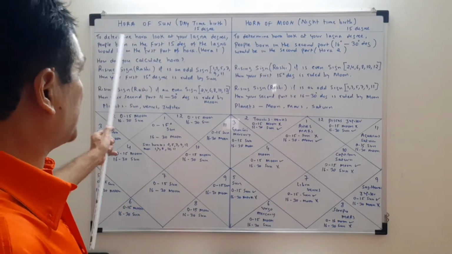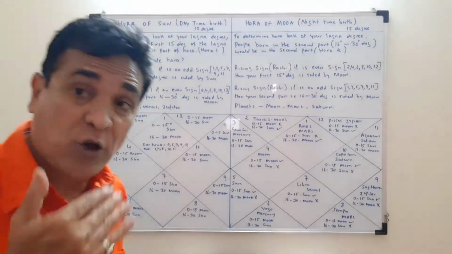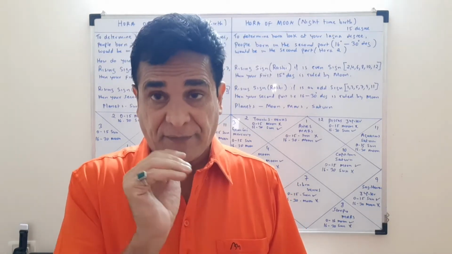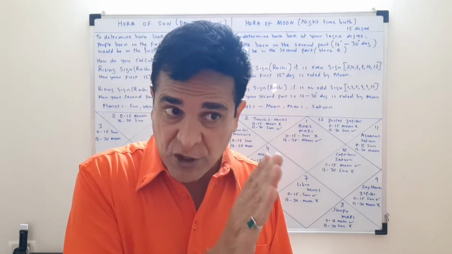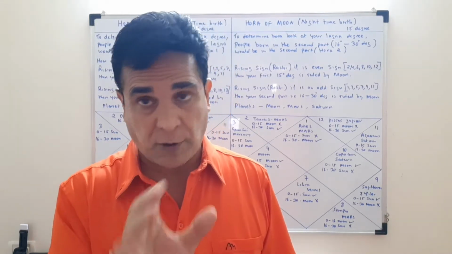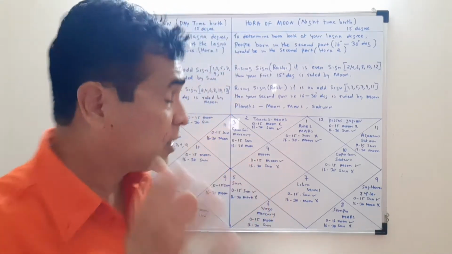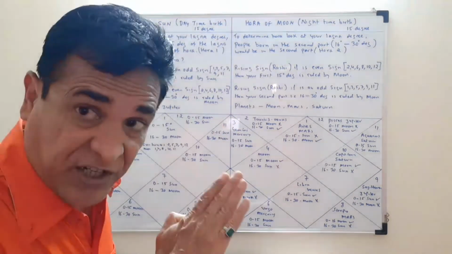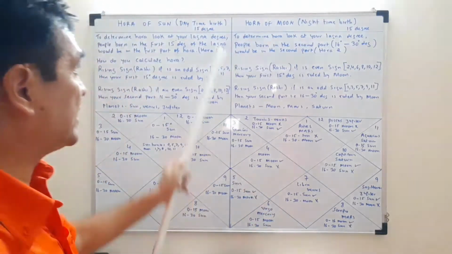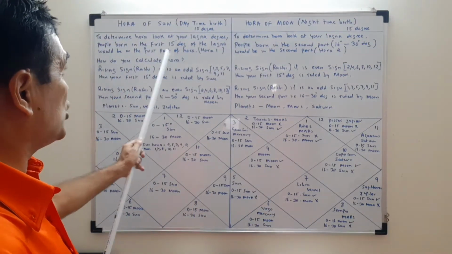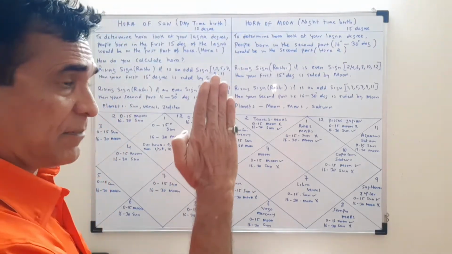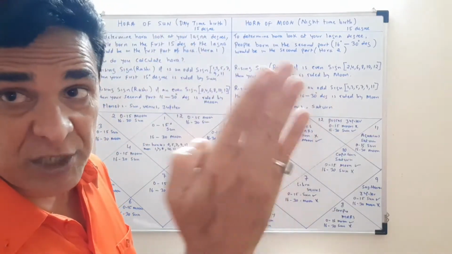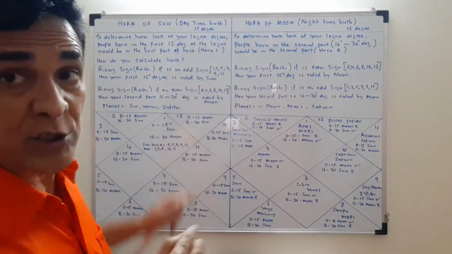So, to determine the Hora, look at your Lagna. First, look at your Lagna. In the Lagna, you will see a degree, whether you were born between 0 to 15 or 16 to 30, because we know that the Lagna is only for 30 degrees. So we have to determine that. If you fall in the first 15 degrees, 0 to 15, then you are in the first part of the Hora. That means any sign is divided into two parts, 15 and then 16 to 30. That is called Hora 1.